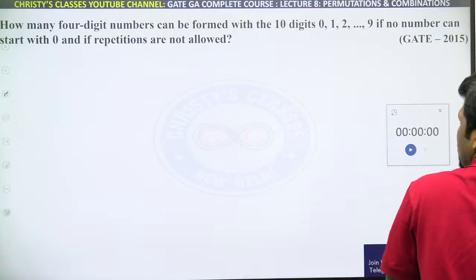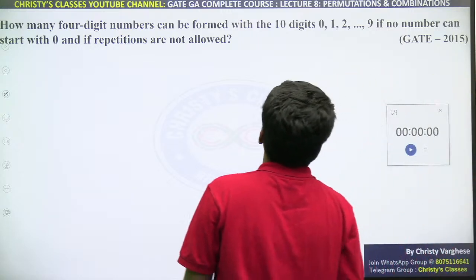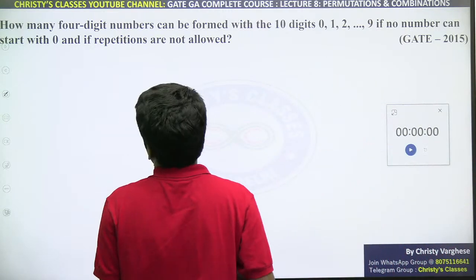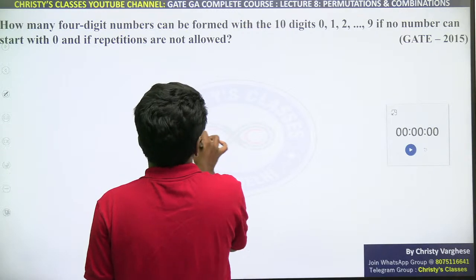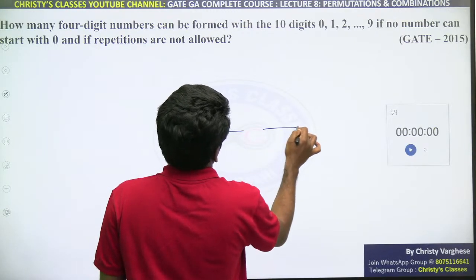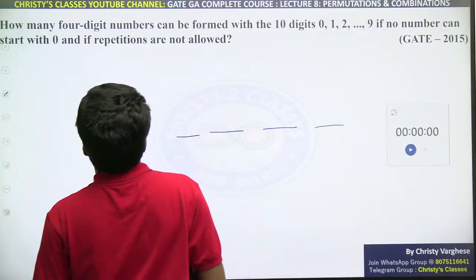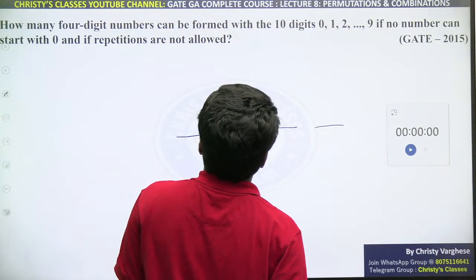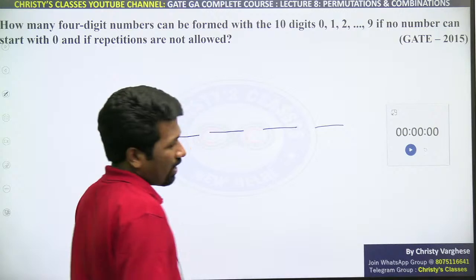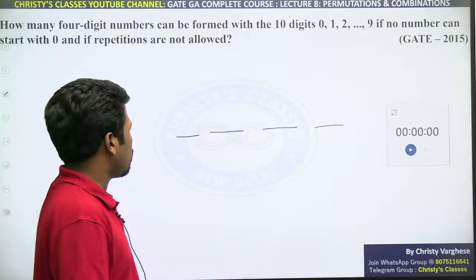Okay, so I'll explain. How many 4-digit numbers can be formed with the digits 0, 1, 2, 3 up to 9? No number can start with 0. That is obvious, na? No number can start with 0. It is a 4-digit number, and if repetitions are not allowed, repetitions allowed है तो simple था, यहाँ पे repetition not allowed है.